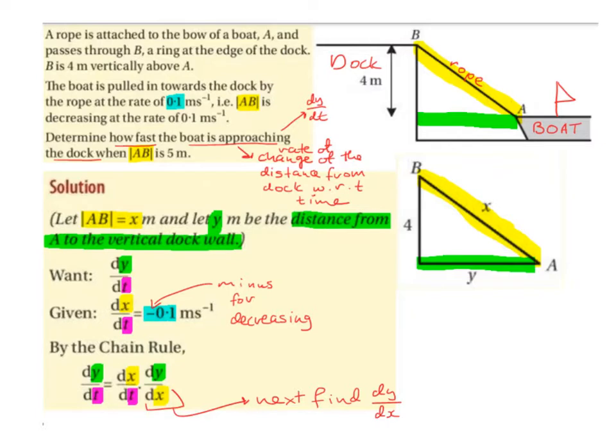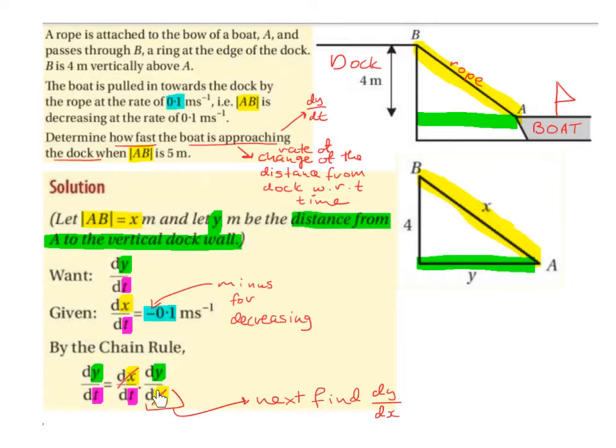So we want dy/dt. We were given dx/dt. So what are we going to multiply this by in order to get this? Well, we already have dt as our denominator, but we need dy as our numerator. So we're going to multiply it by a fraction that has a numerator of dy and a denominator of dx, because multiplying these, the dx's will cancel. And we are left with dy over dt, which is what we want. So this is what we want. This is what we were given. So this is what we need to find next.